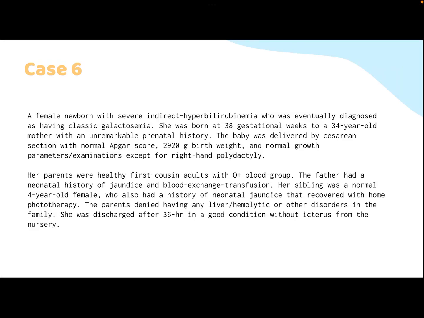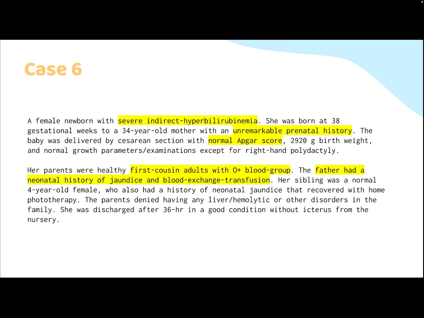So let's move on to case 6. So we have a case of a female newborn. That female, she's having a severe indirect hyperbilirubinemia. Just put red lines under the word hyperbilirubinemia.